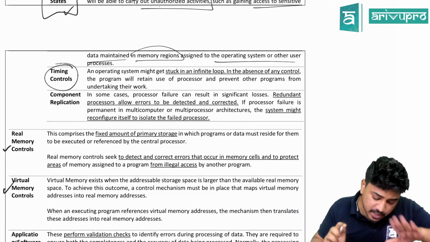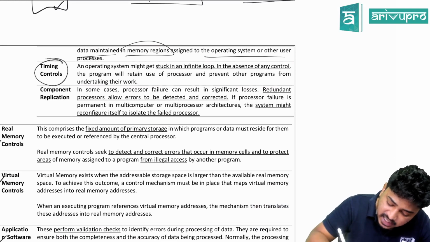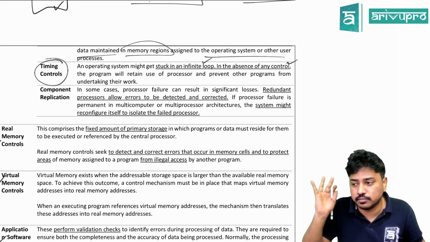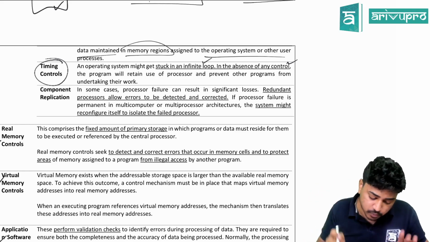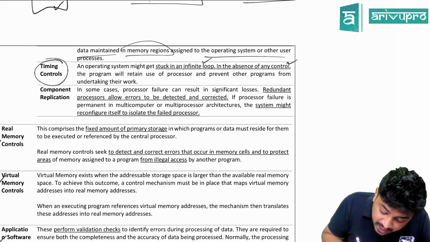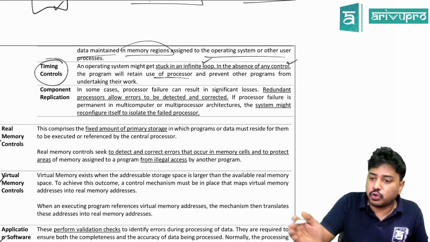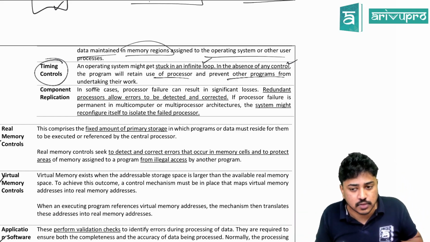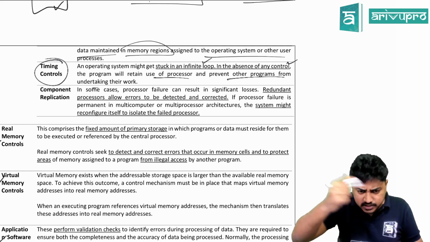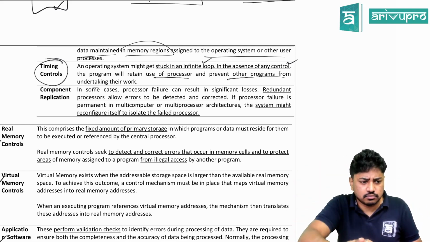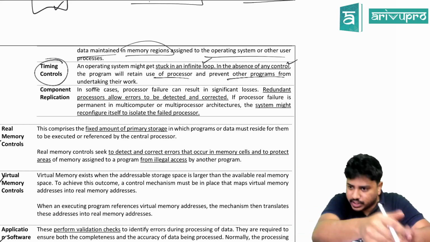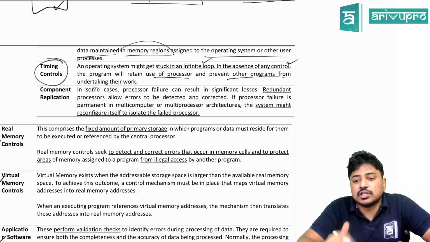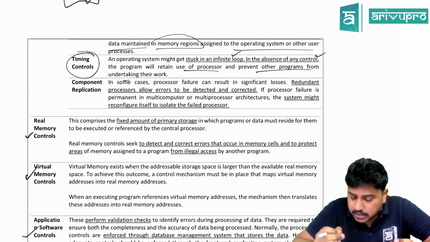So, an operating system might get stuck in an infinite loop in the absence of any control. The program will use the processor and prevent other programs from undertaking the work. So one program you try, it is getting stuck. Close that program. The computer should have controls to close it so that you can use the other programs at least, no? Yes or no? So this is what they are saying about timing control.